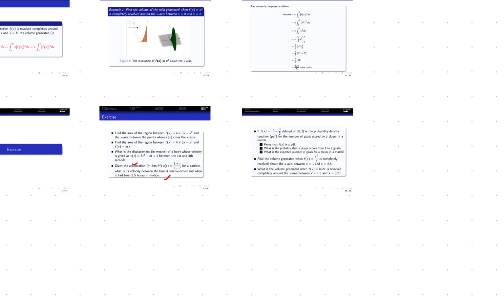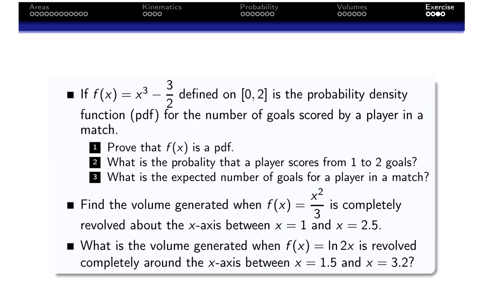So you see here, question 1, I mean, the first question with 3 sub-questions. If f of x is x cubed minus 3 over 2, defined on 0 to 2, is the probability density function for the number of goals scored by a player in a match, prove that f of x is a PDF. What is the probability that the player scores from 1 to 2 goals? That is the closed interval 1 to 2. What is the expected number of goals for a player in a match? So you can actually use the idea here.